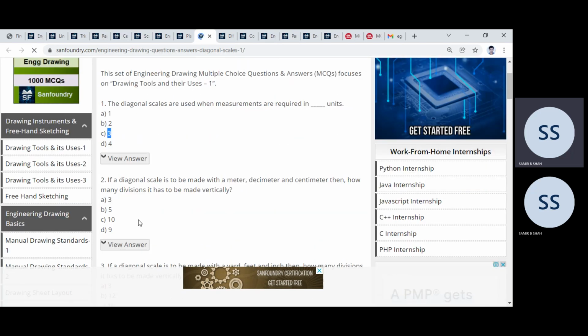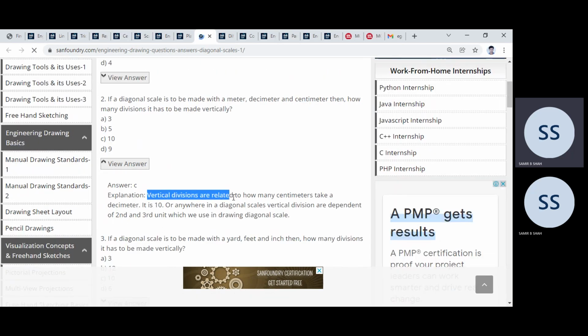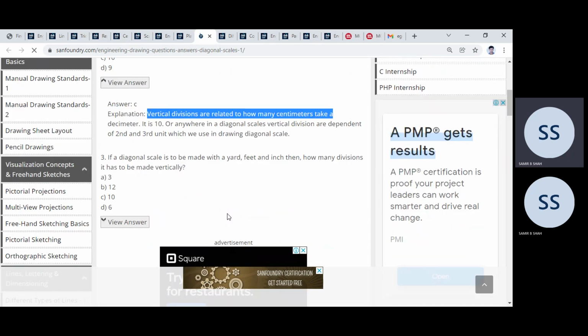If a diagonal scale is to be made with meter, decimeter and centimeter, then how many divisions have to be made vertically? Okay, it may be almost 10 divisions. We know that vertical divisions are related to how many centimeters make a decimeter. It is 10. In any diagonal scale, vertical division depends on the second and third unit, which we use in drawing the diagonal scale.